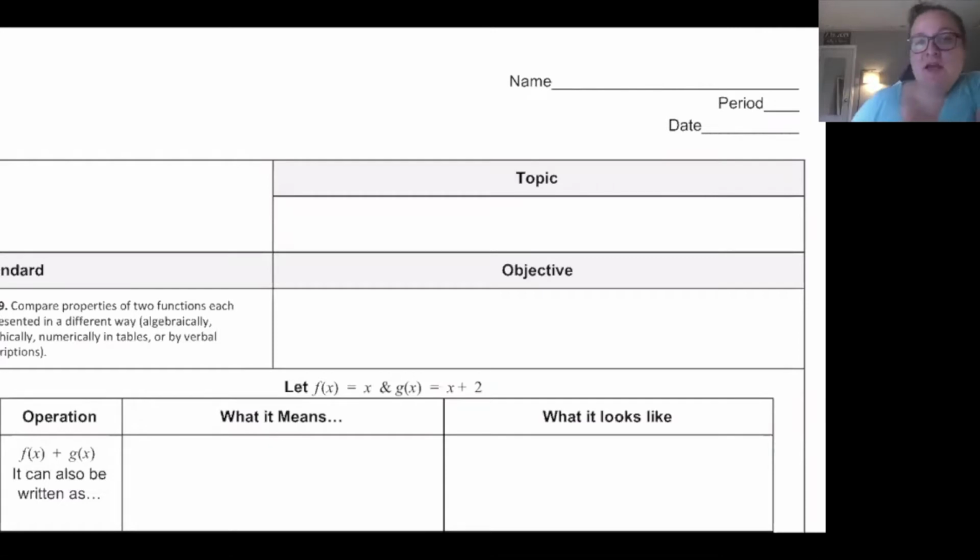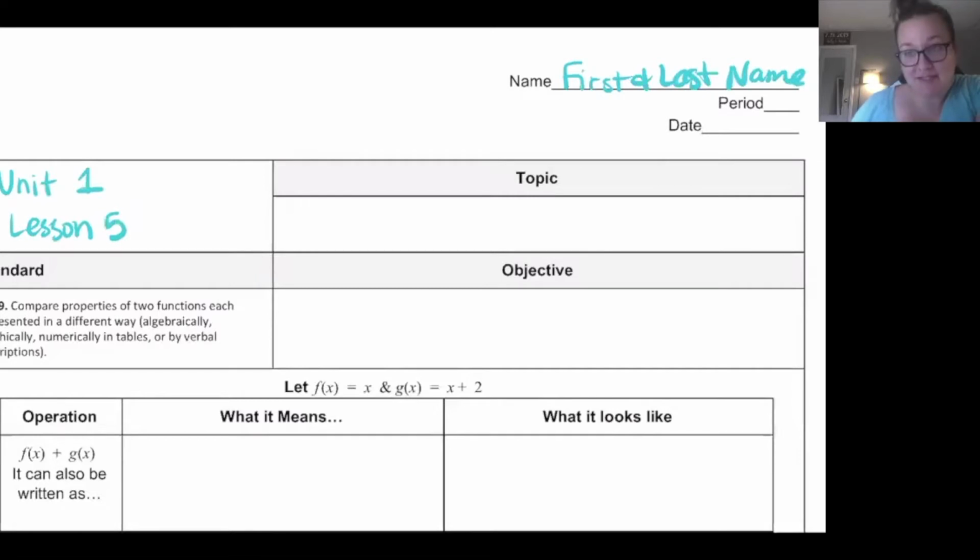So first of all, on your notes, make sure, of course, you've got your first and last name, the period, and the date. And today we are doing Unit 1, Lesson 5. Our topic today, the extra challenging topic, is function compositions or function operations.